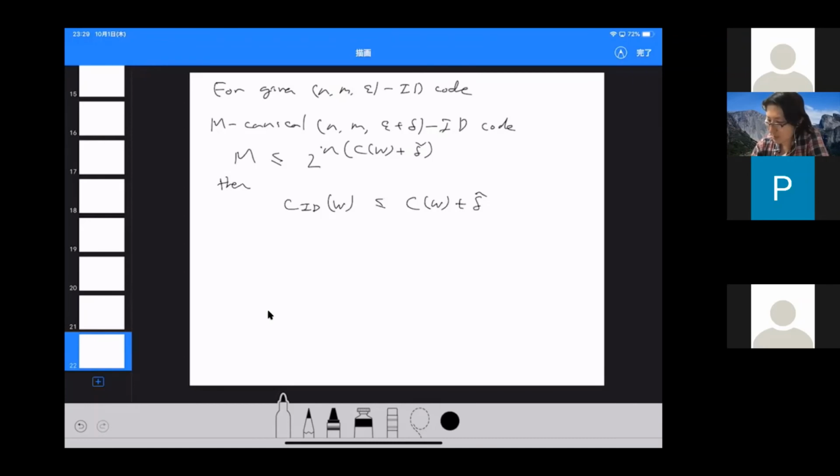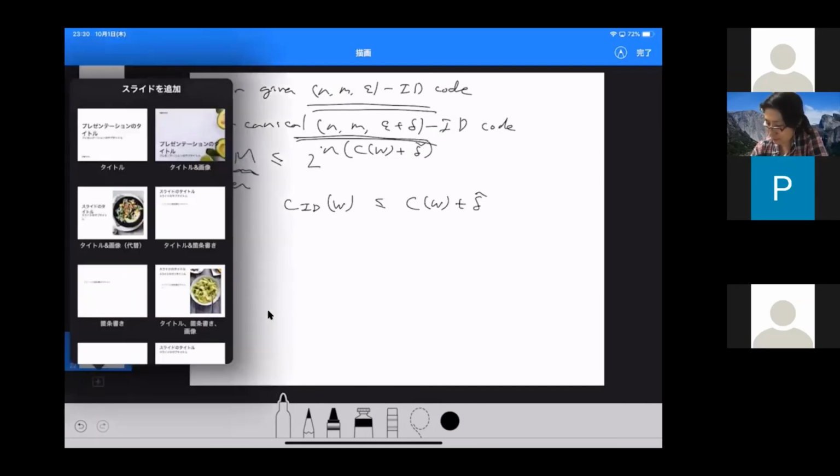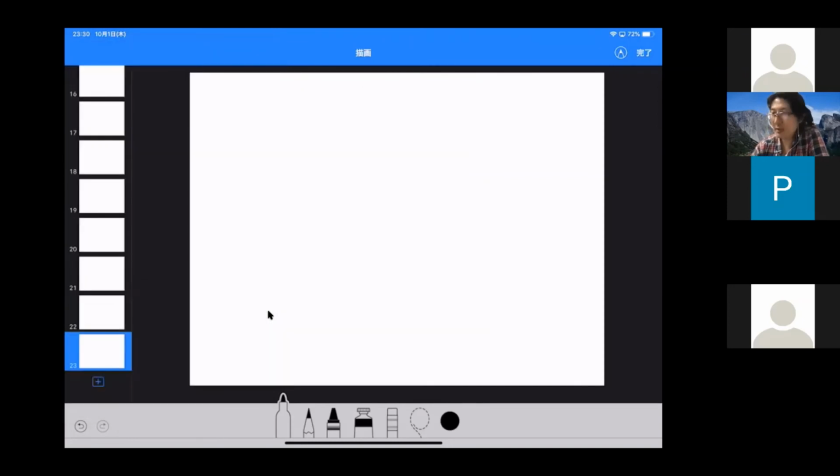So the next step is to convert any given identification code to an m-canonical code with sufficiently small m. Okay. To consider this problem, Han and Verdú introduced a problem called channel resolvability.